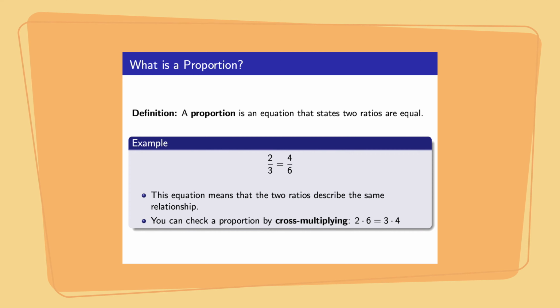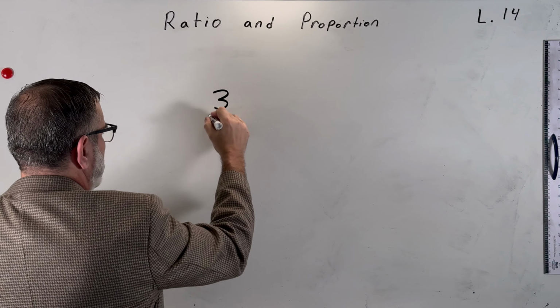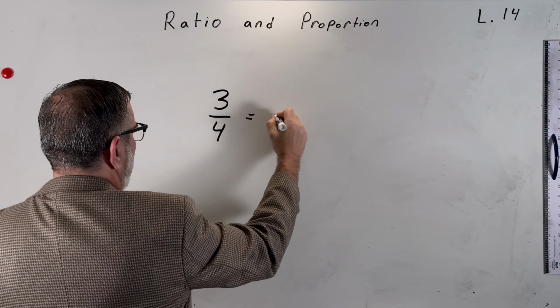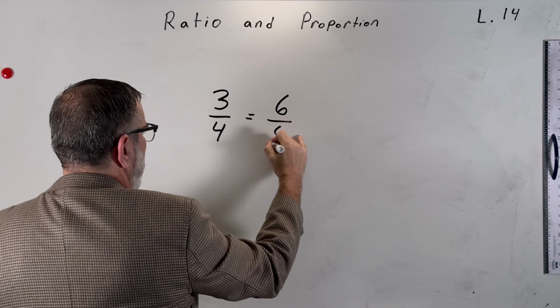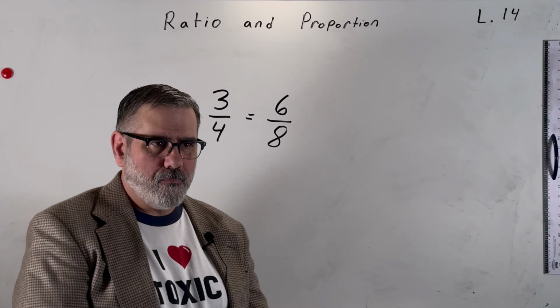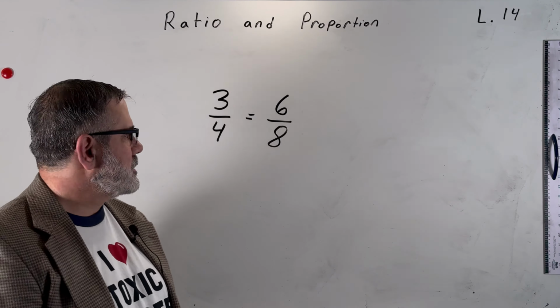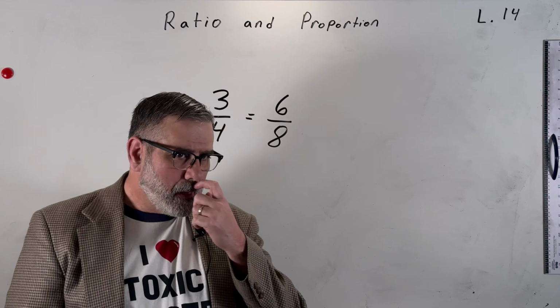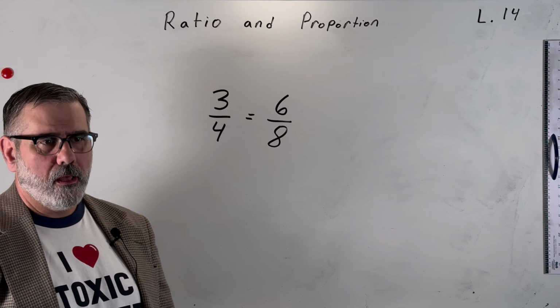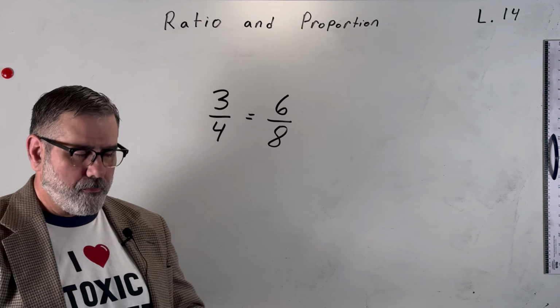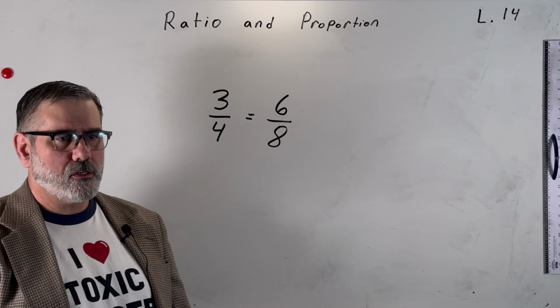A proportion is an equation that says 2 ratios are equal to each other. So, for example, the ratio of 3 to 4 is equal to the ratio of 6 to 8. Is that obvious to everyone? How do I know that that's the case? Well, for starters, ratios can be simplified in much the same way that fractions can be simplified. And in fact, they can be simplified exactly as fractions can be simplified.